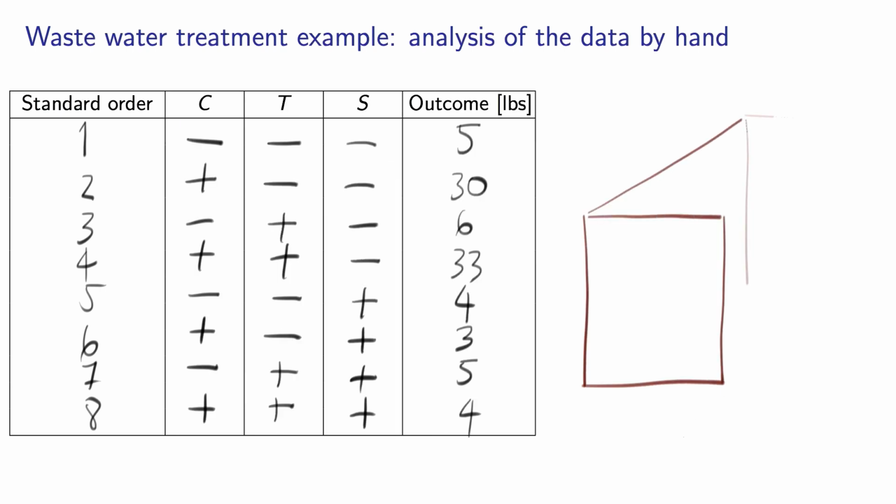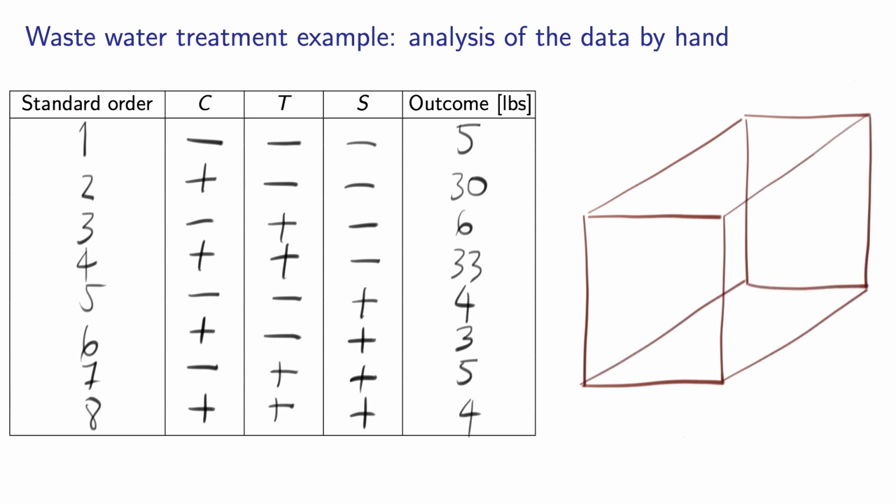Let's go back to our cube plot. And this time our cube plot is actually a cube. We can draw it by showing the first factor along the horizontal axis, the next factor on the vertical axis, and the final factor S is shown in and out of the page in this diagonal way. Next, we transcribe the values onto this cube. This is really easy when we follow the standard order sequence. Take a look. 5, 30, 6, 33, then 4, 3, 5, and 4.